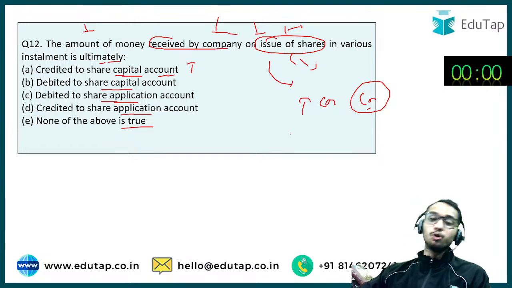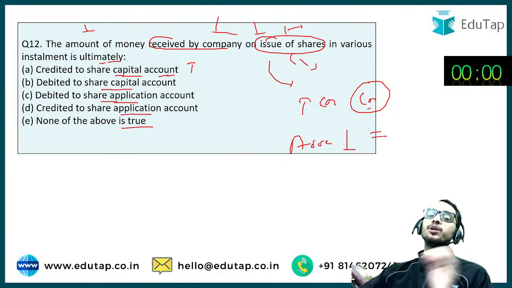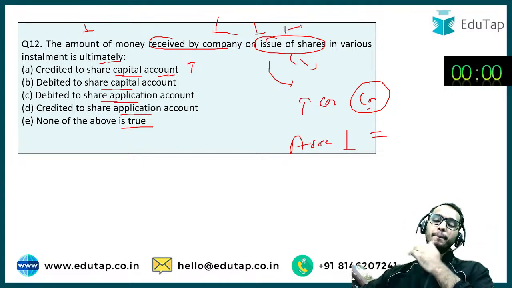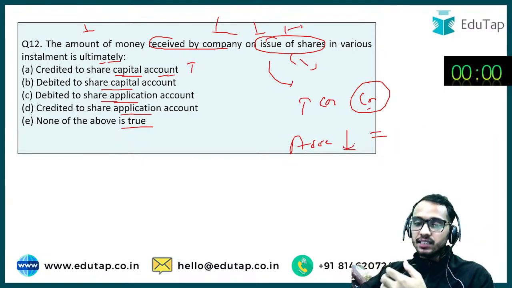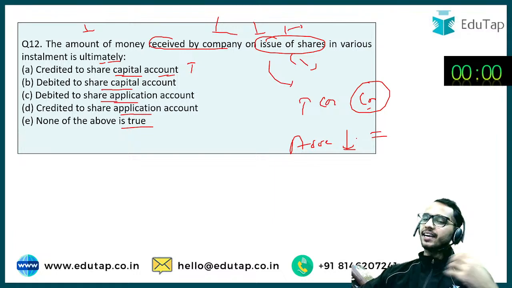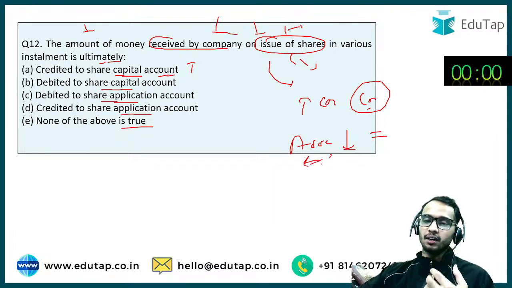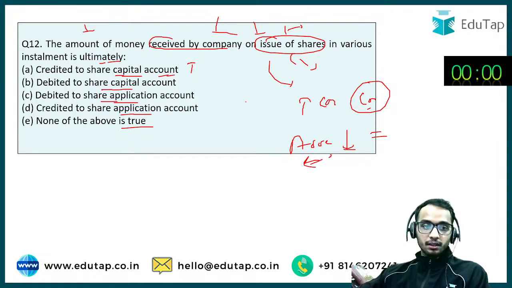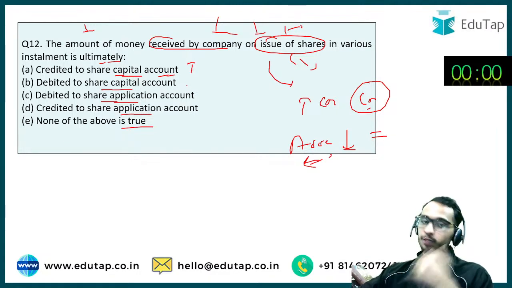Chalo, one more question I want to ask you. When an asset decreases, what do we do with that asset account? Whenever an asset account decreases, do we credit it or do we debit it? You tell me in the chat section. Till then, I'll just eliminate all other options.